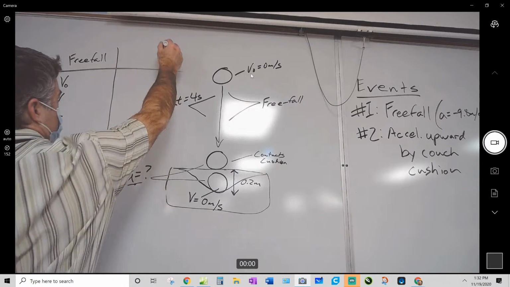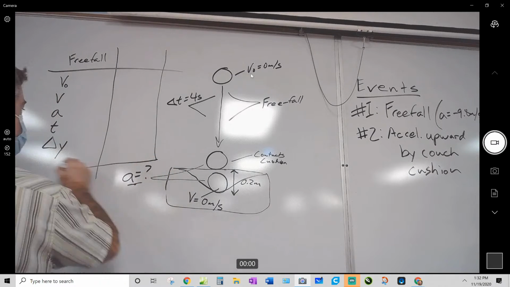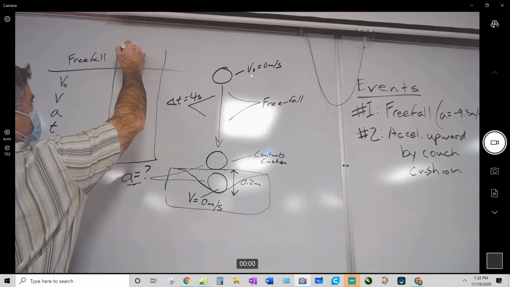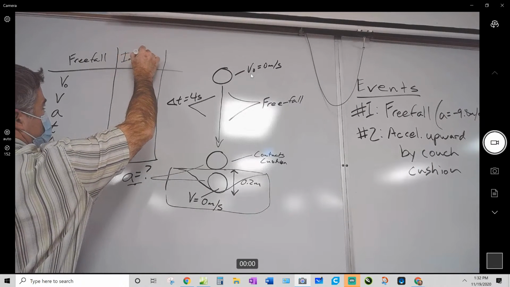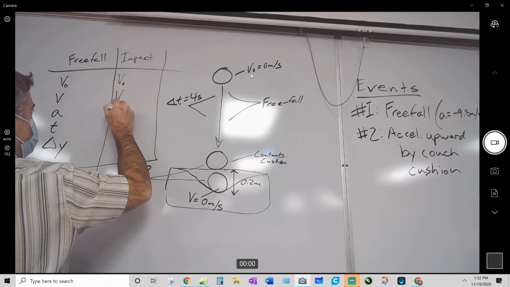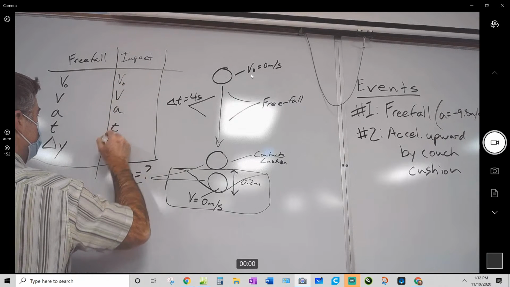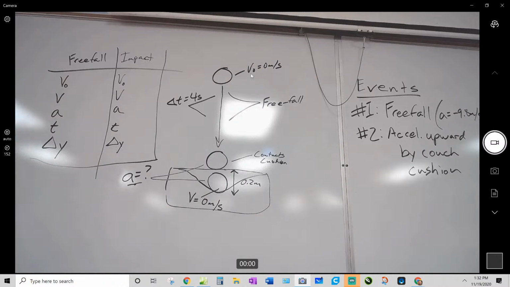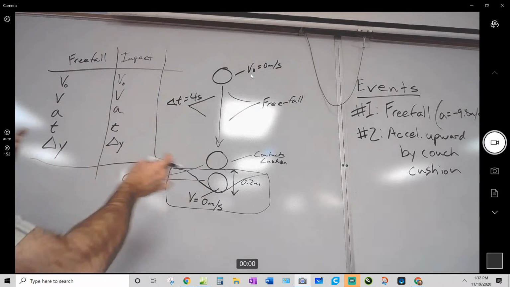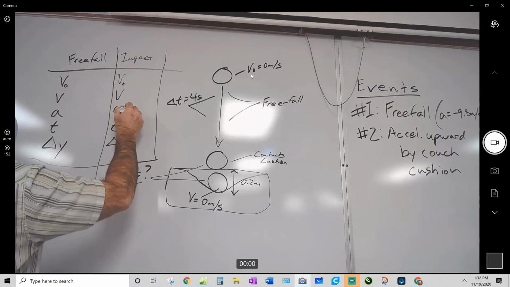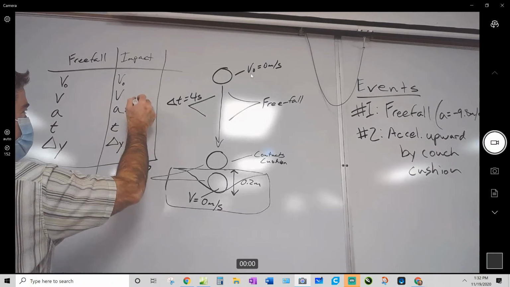And then for the, try to separate this out. For the impact part, I want to do the same thing. V0, V, A, T, delta y. And I can just use what I'm given here and all my 6 formulas to start filling in this stuff until eventually I get this. This is what I'm looking for in the end.